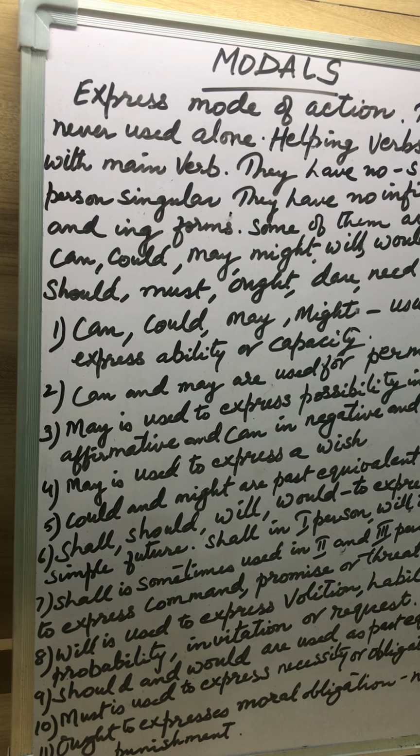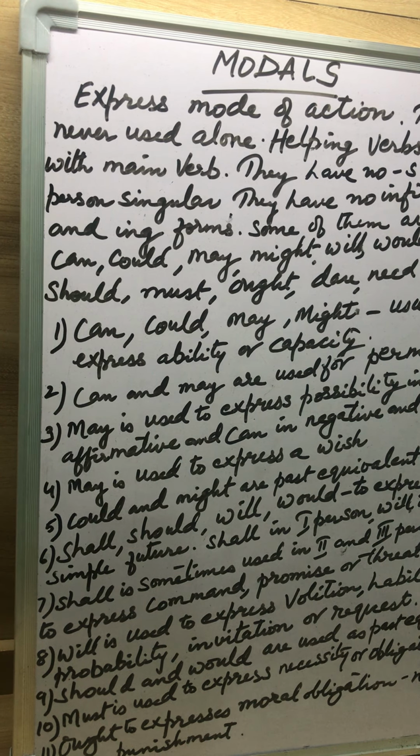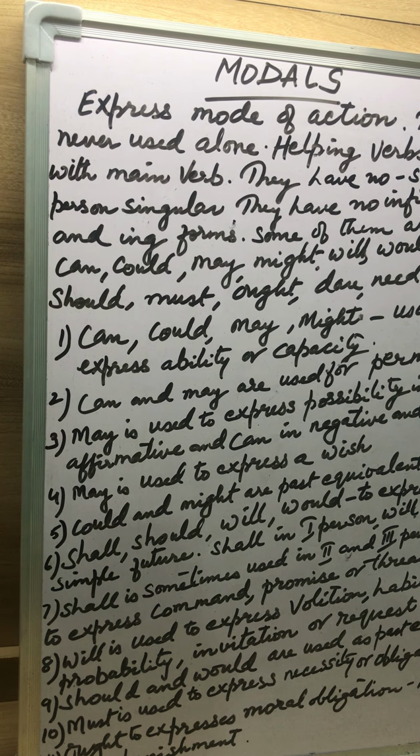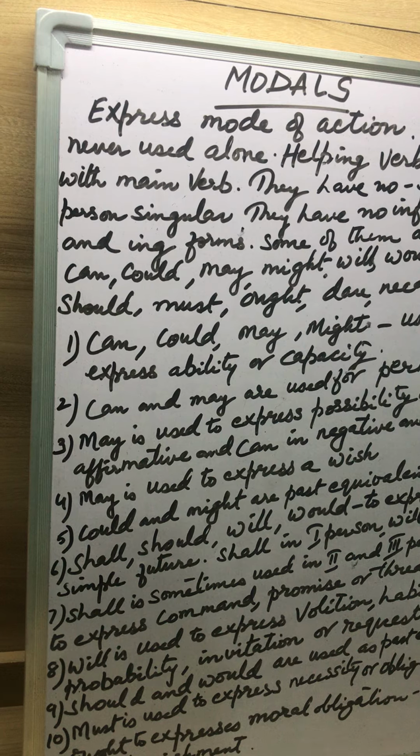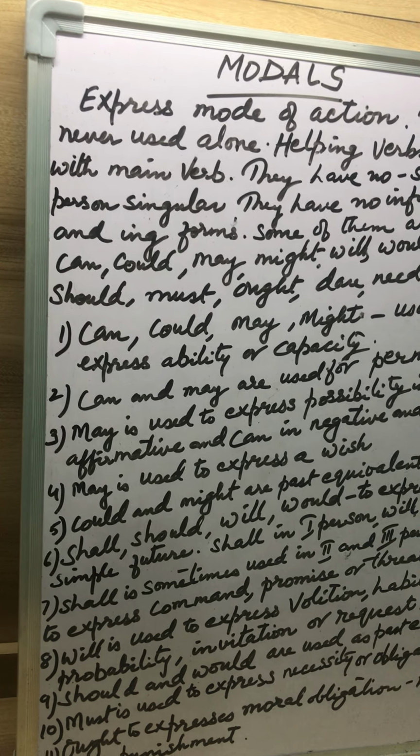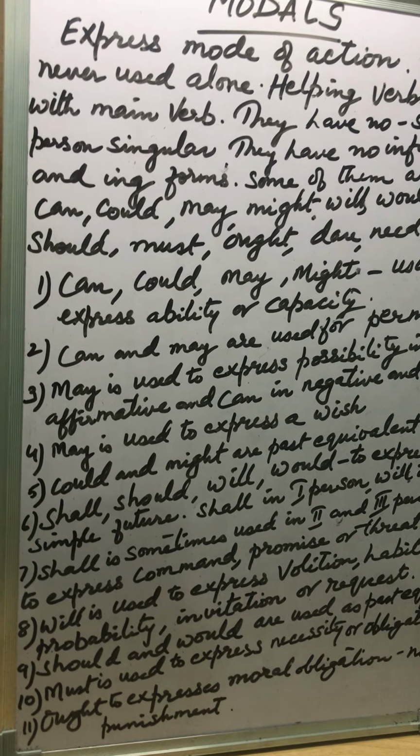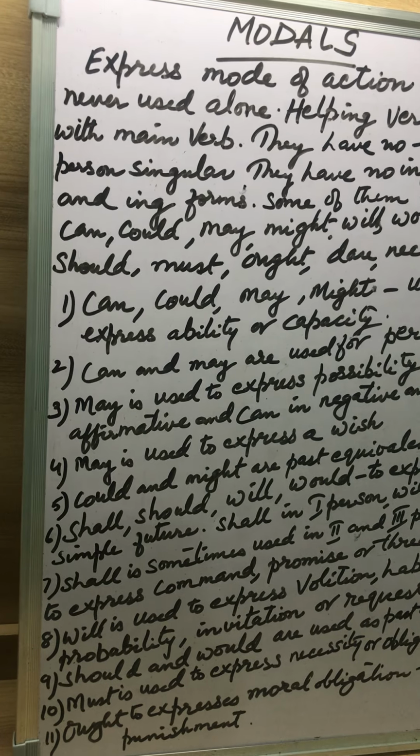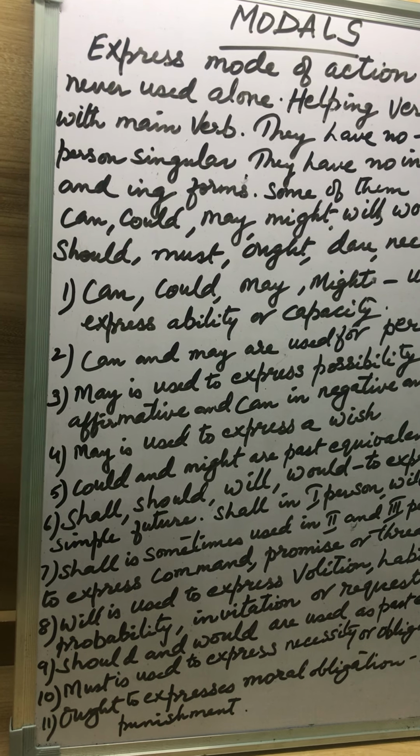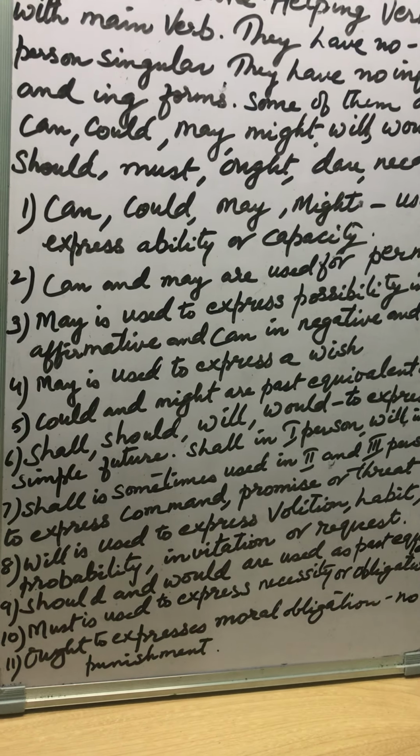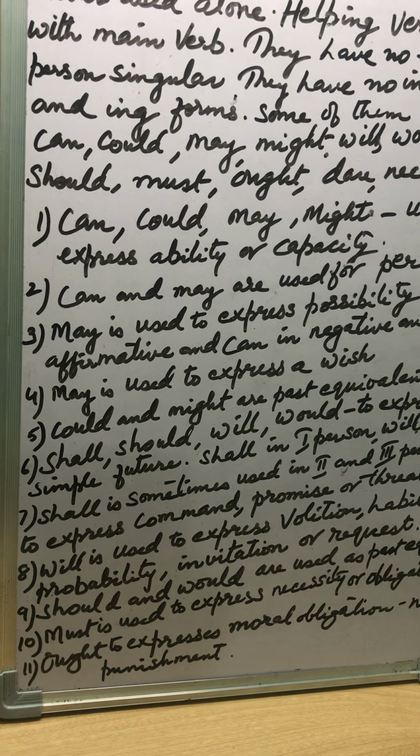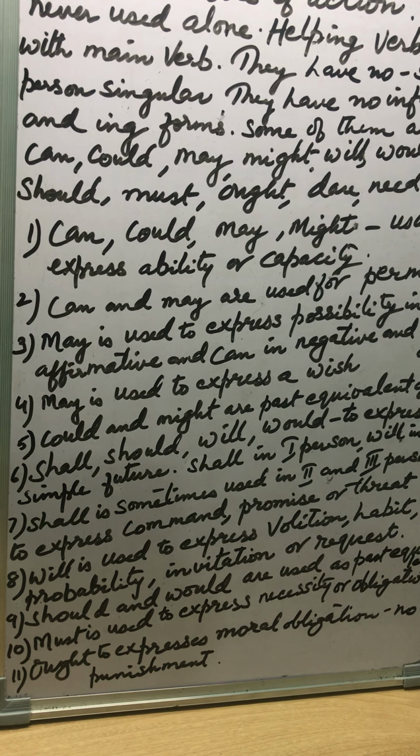I shall be 25 next year. We will need the money next month. When shall we see you again? Tomorrow will be a holiday. You will see that I am right. Shall is sometimes used in second and third person to express command, promise, or threat.